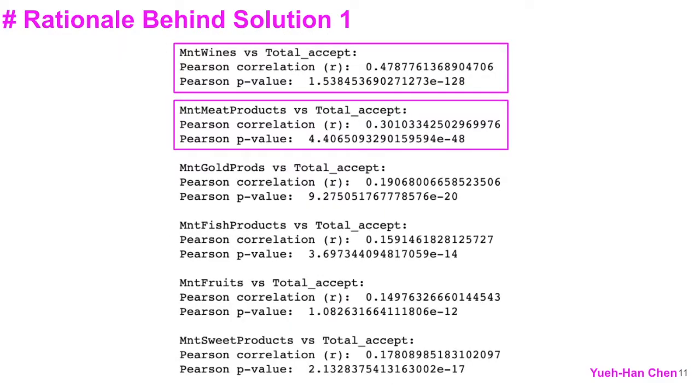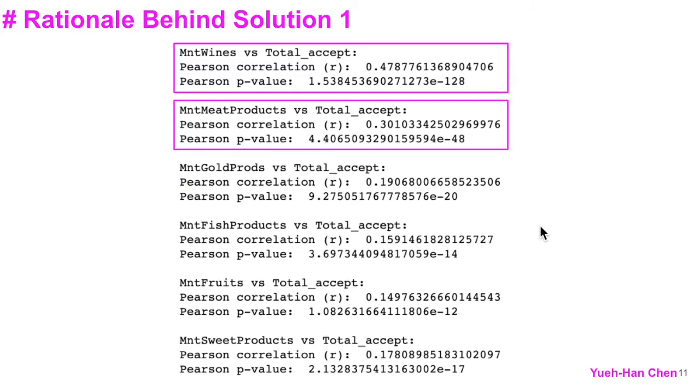Also, I ran several correlation tests to see whether the total amount spent on each of the product categories, including wines, meat products, gold products, fish products, fruits, and sweet products, really correlates with the acceptance of marketing campaign offers.